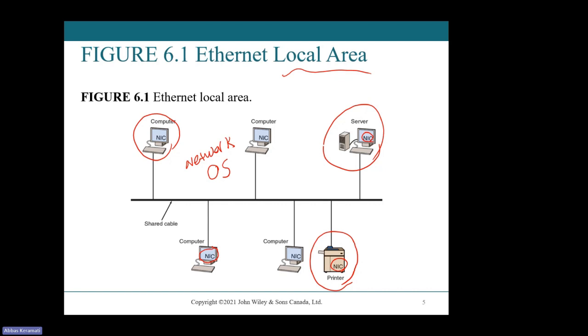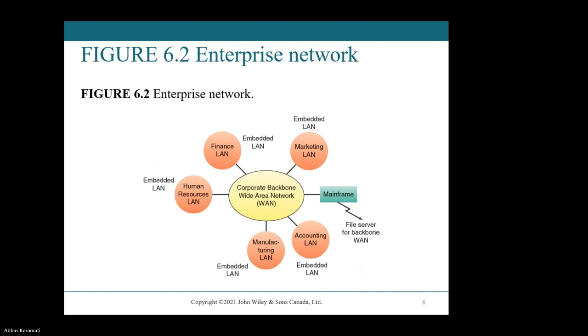So the program, like the operating system, is installed on the server, and then other computers and devices in the network can be connected using the network operating system. And also we need a medium for connection, which here is a cable. Ethernet is a cable network. Make sense?